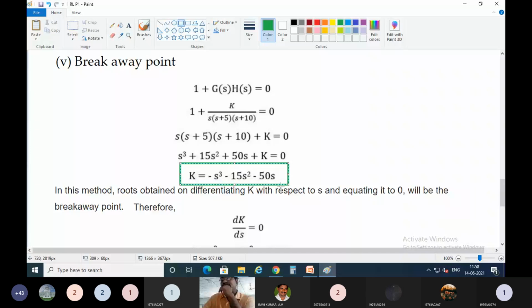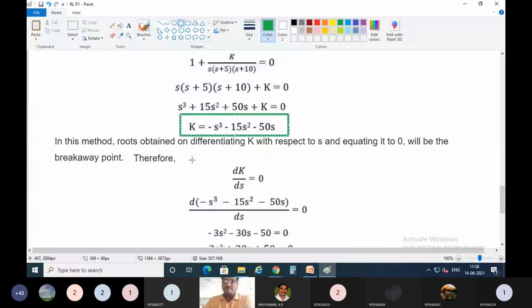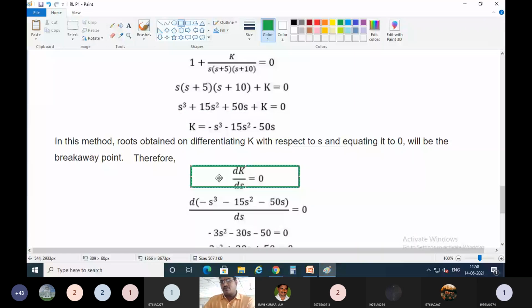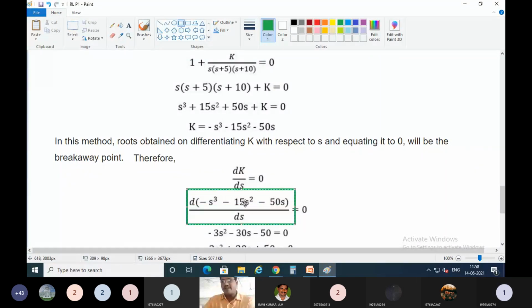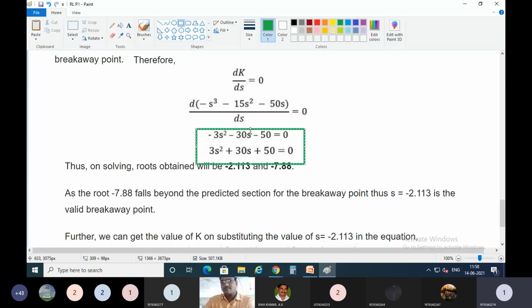So what is the next step? Apply differentiation with respect to s and equate it to 0. After differentiation, what is the equation you are getting? Minus 3s square minus 30s minus 50 is equal to 0, sir. We remove the minus, so 3s square plus 30s plus 50 is equal to 0. This is a second order quadratic equation. To find the roots, use minus b plus or minus square root of b square minus 4ac by 2a. By using that formula you are going to have two values.